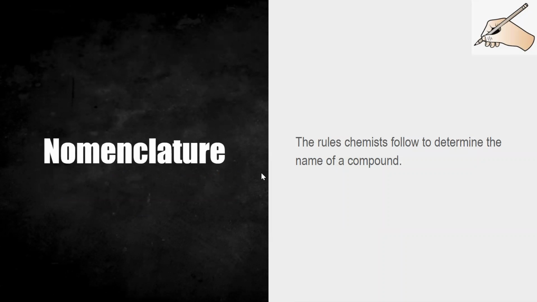Nomenclature is a set of rules, essentially, that chemists follow to determine the name of a compound. It is a strict set of guidelines with specific steps that we are going to learn today on how to apply to ionic compounds.